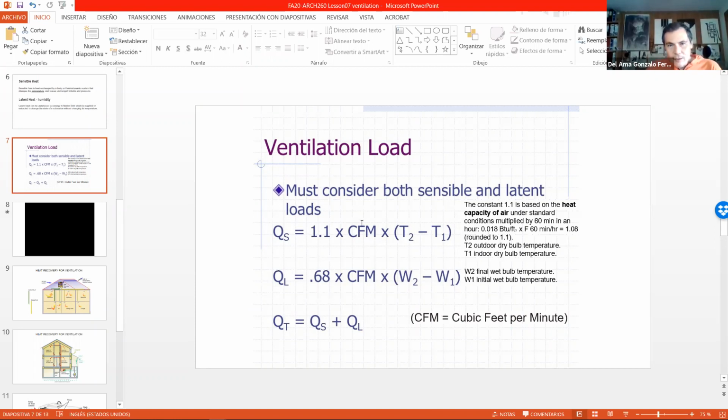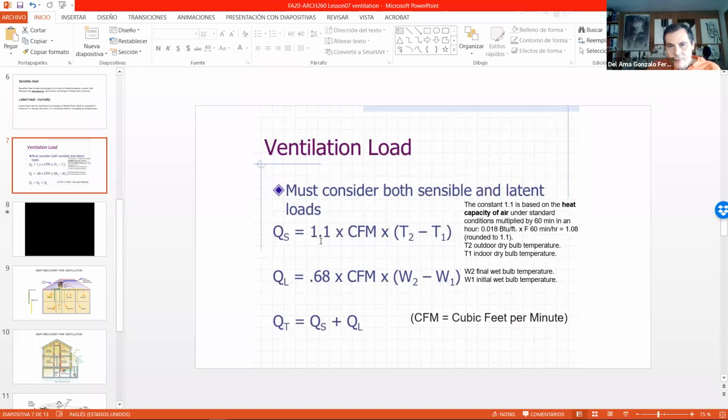Here we have the CFM. I have explained what the CFM means, cubic feet per minute per person. So that would be 20 times the number of people that we have in a room. Then the indoor minus outdoor temperature, this is T2 minus T1. And then we have this 1.1. What is this 1.1?